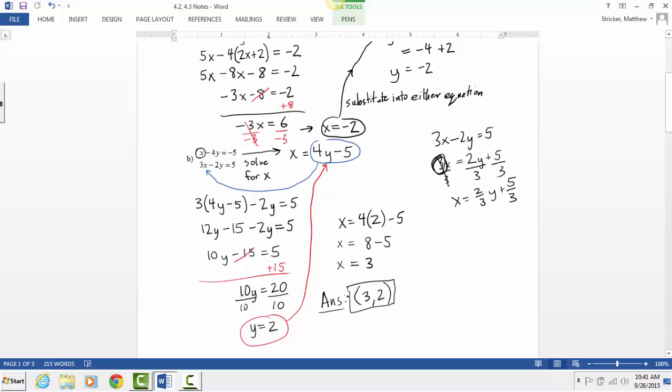This is how we solve a system of equations using the substitution method.